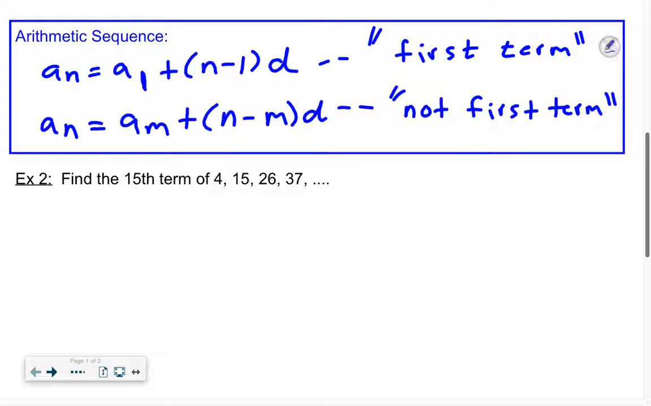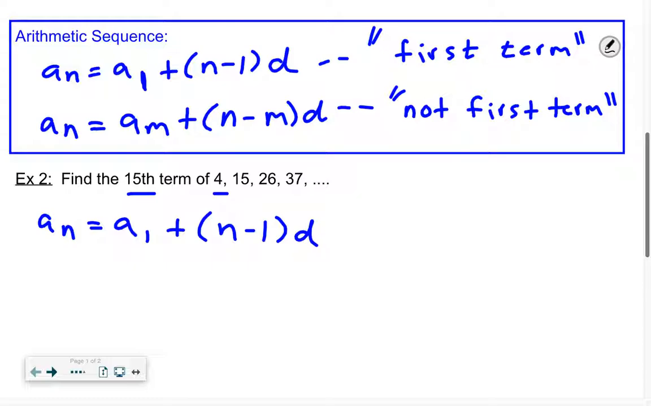So let's go ahead and take a look at the formula that we're given. Although we're searching for the 15th term, we are given the very first term. So if we want to, we can use the first formula. a sub n is equal to a sub 1 plus n minus 1 times that common difference d.